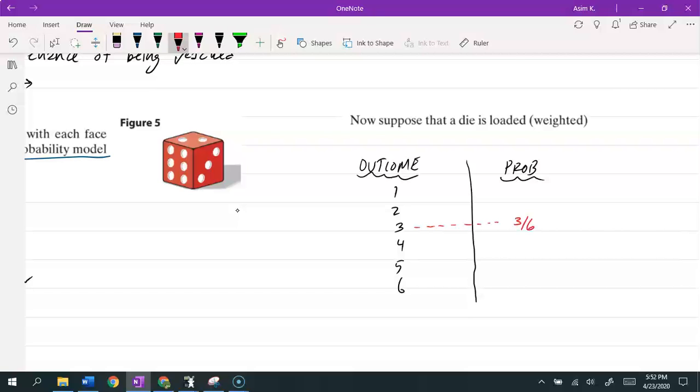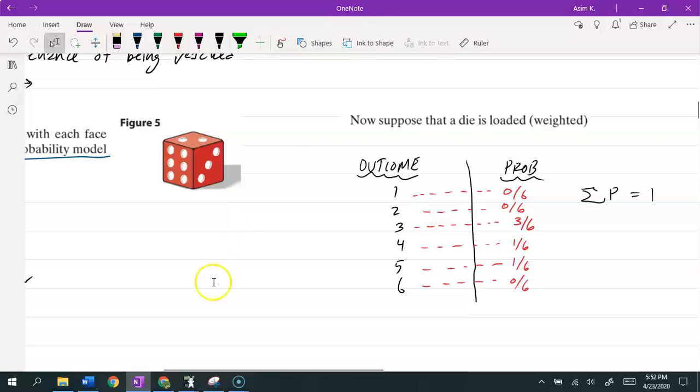And the chances of you getting a 1 are 0 out of 6. The chances of you getting a 2 are 0 out of 6. The chances of you getting a 4 is 1 out of 6. The chances of you getting a 5 is 1 out of 6. And the chances of you getting a 6 is 0 out of 6. All right? Is this a valid probability model, though? Yes, it is. If you add up all the probabilities, you'll end up with 1. 3 plus 1 plus 1.